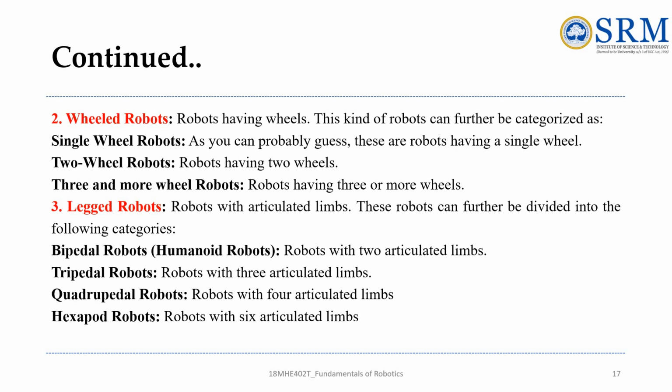Okay, next type is leg robots. They have articulated limbs and come with various categories. Bipedal robots, that is humanoid robots. So these robots are with two articulated limbs, tripedal robots with three articulated limbs, quadrupedal robots with four articulated limbs, hexapod robots, they are robots with six articulated limbs.